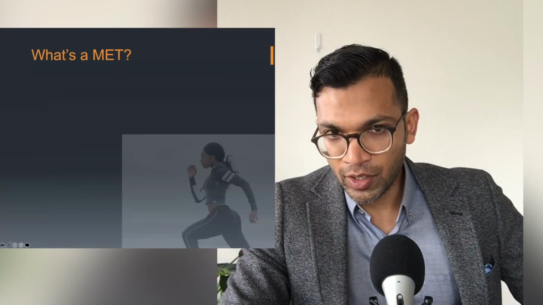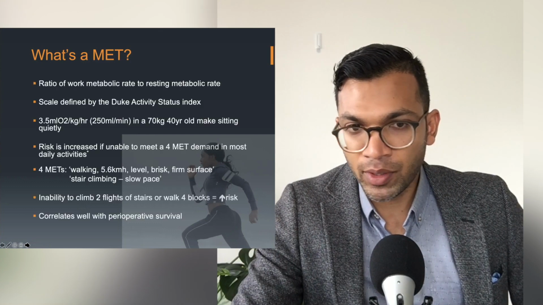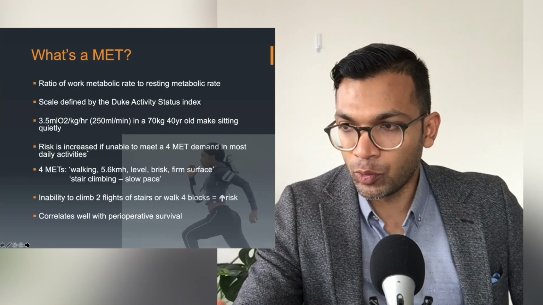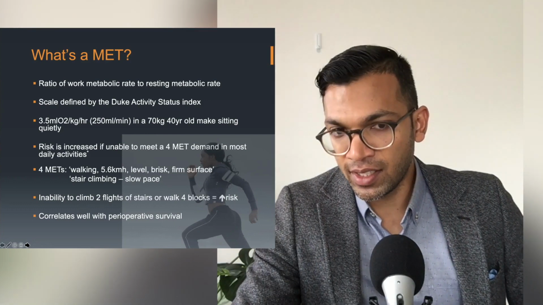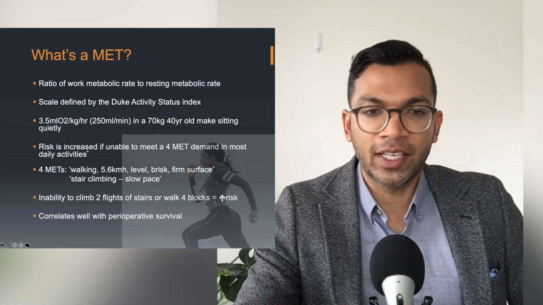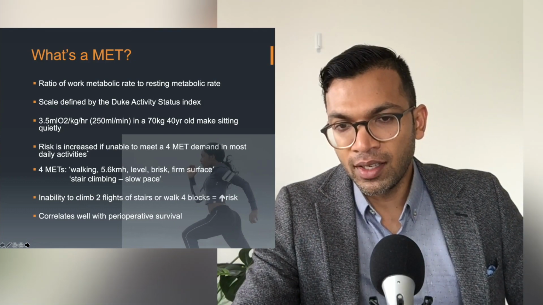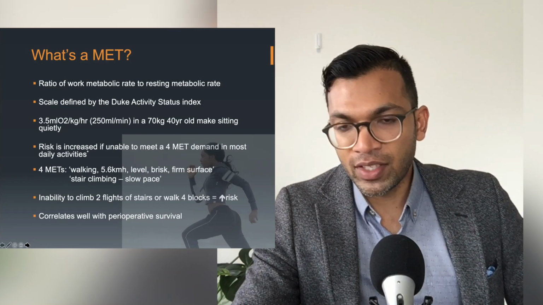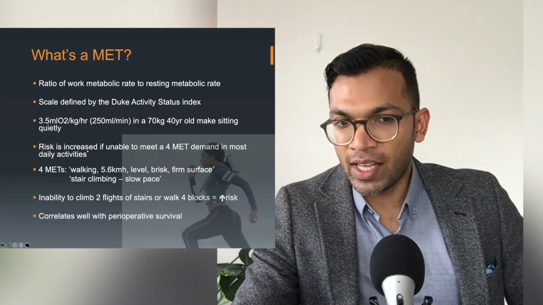Finally, metabolic equivalence. I've gone through this in more detail in one of the YouTube videos on assessment. But yeah, it's the metabolic work that someone can achieve. So they take the amount of energy sitting, or the amount of oxygen requirement, which is 3.5 mils of oxygen per kilo per minute. It's roughly 250 mils per minute, again in a 70 kilo, 40-year-old male sitting quietly. And then it's multiples of that.